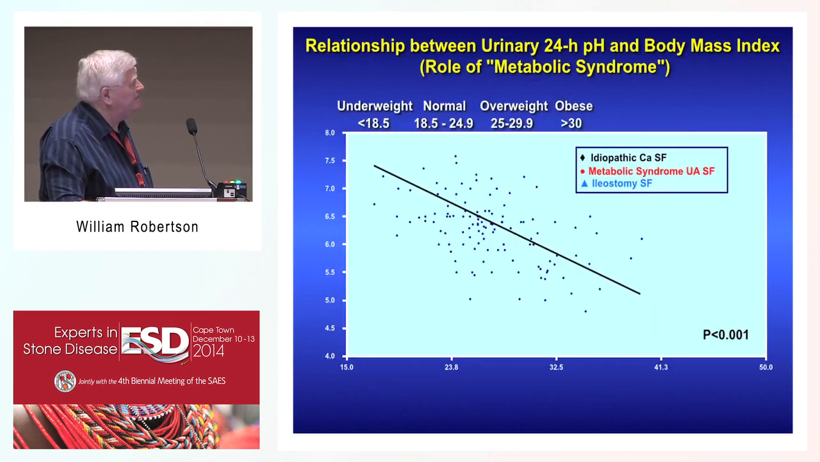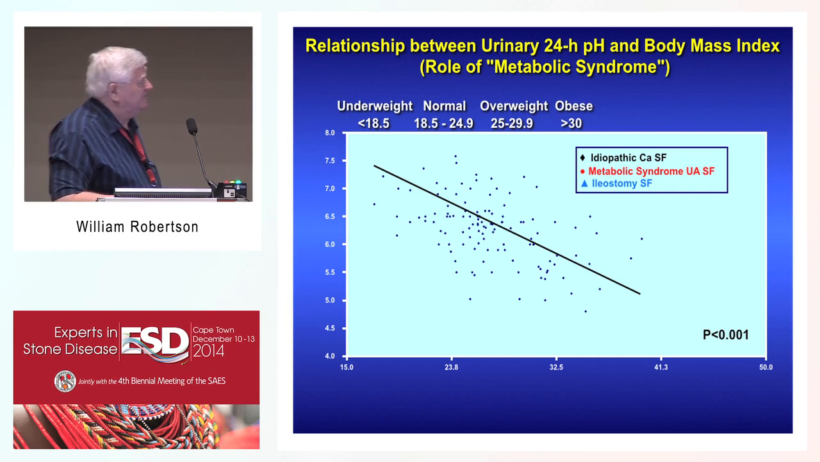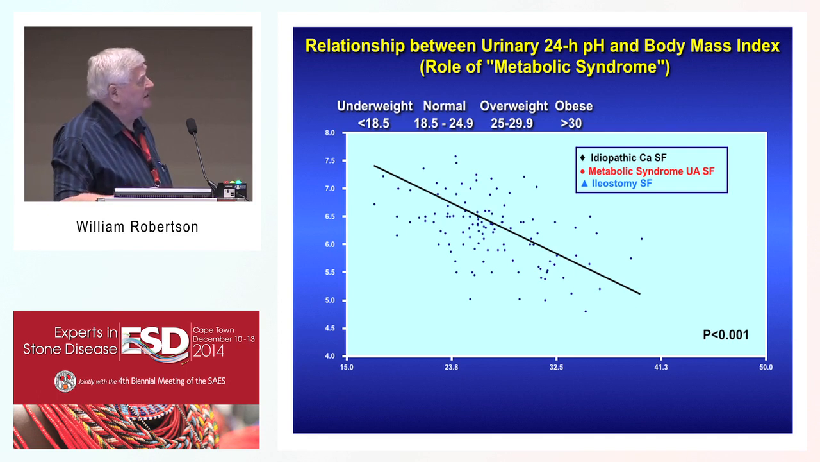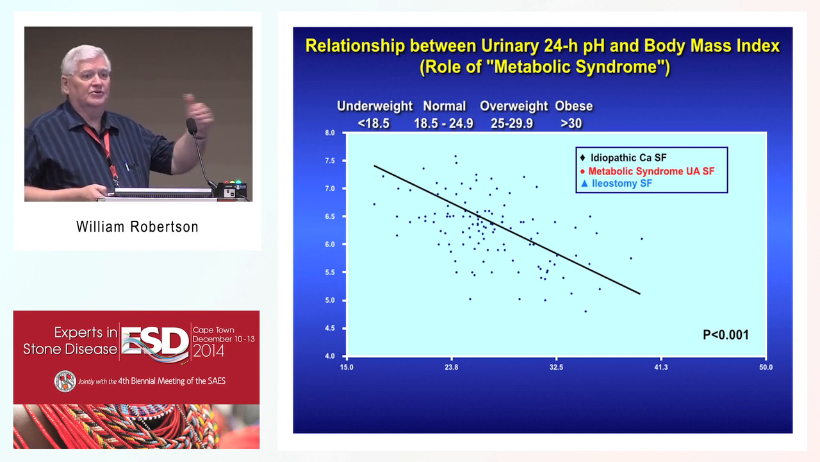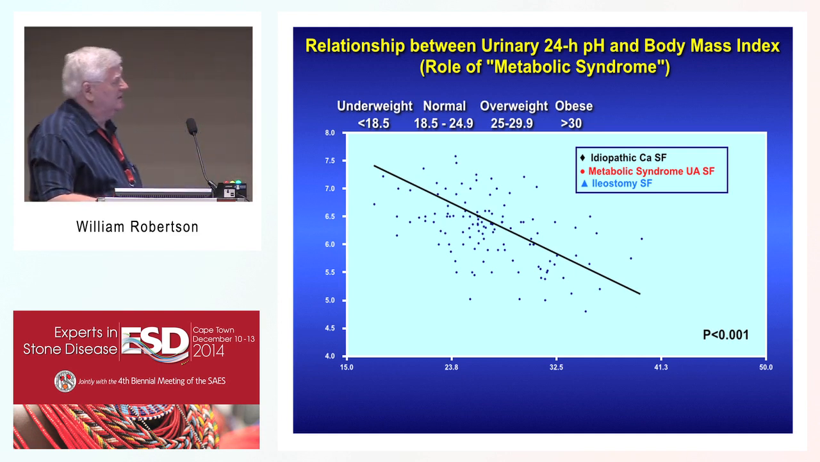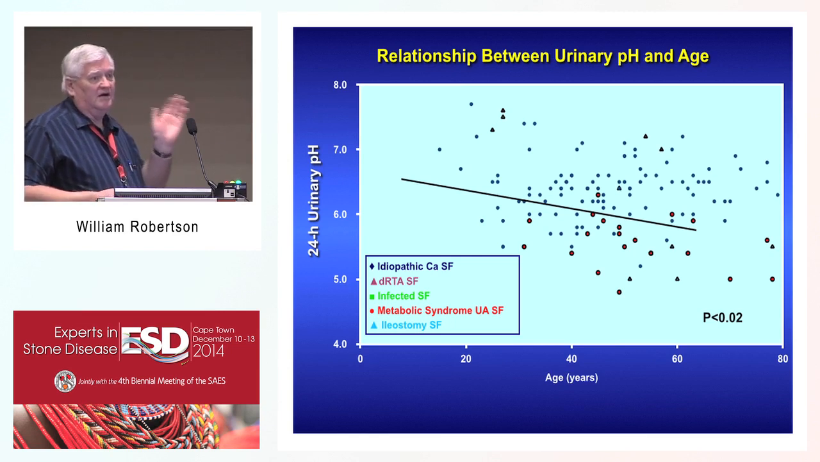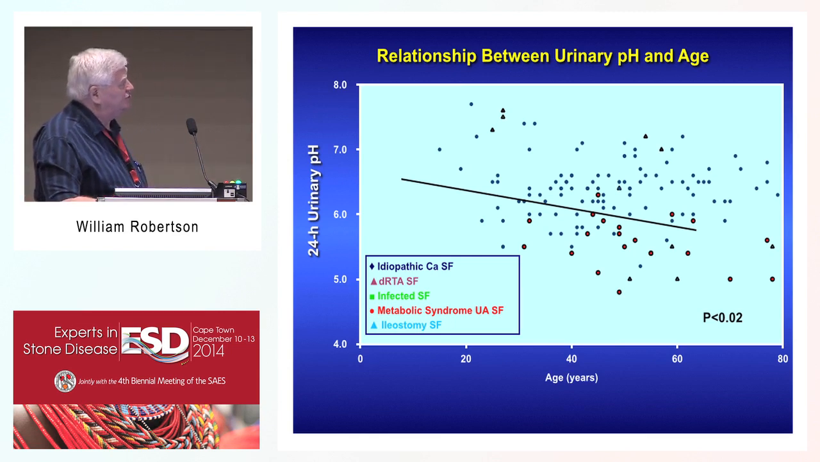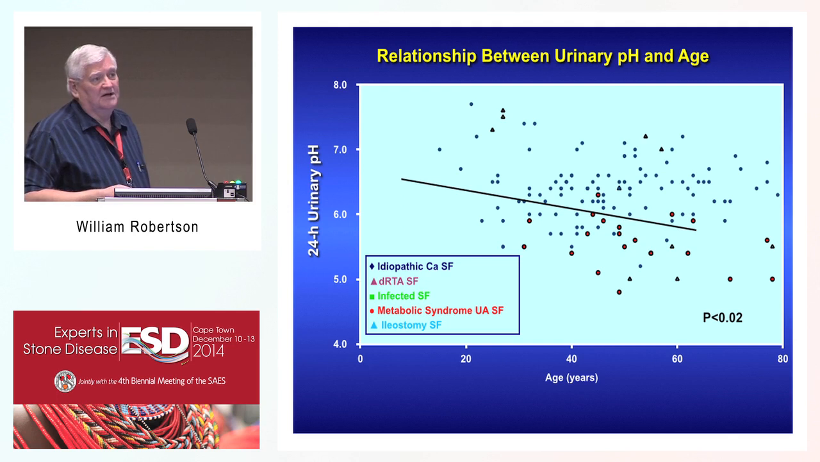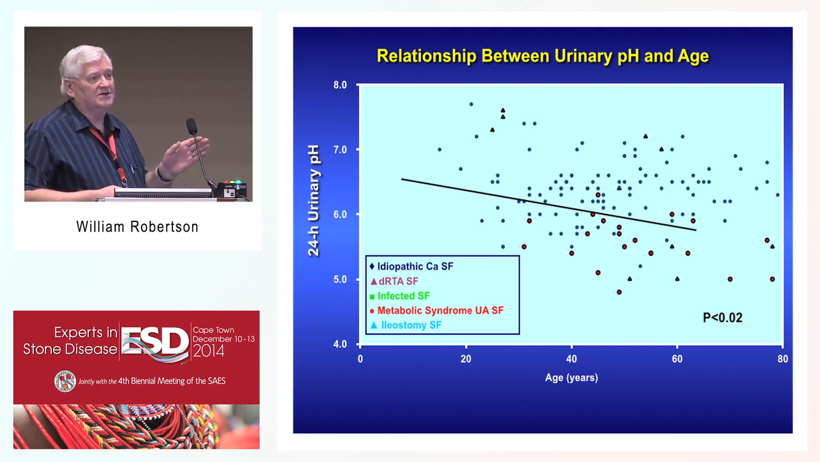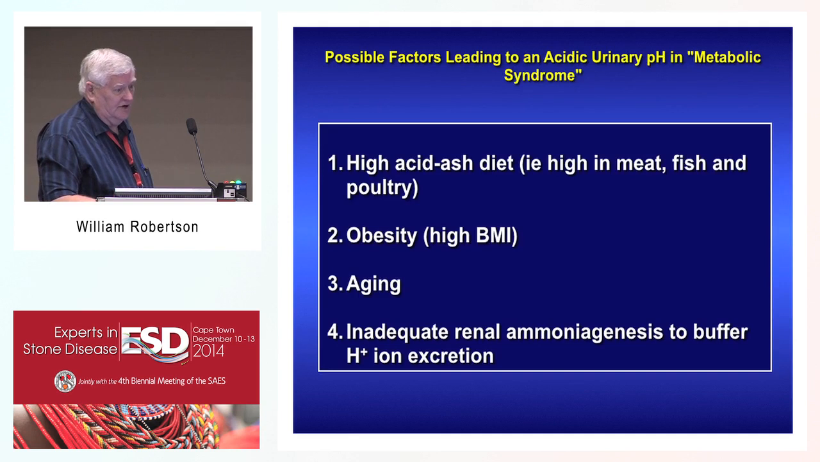So is it obesity? Because it is well reported by a number of groups that as you increase body mass index, urine becomes more acidic. But again, the metabolic syndrome patients have a more acid urine than you would expect from their BMI. So it's not that that's causing it. Is it aging? There is a weak inverse relationship between age and 24-hour urine pH. As we get older, urine becomes slightly more acidic. And again, the metabolic syndrome patients are below the mean line. So aging is not the cause, particularly of their more acid urines.